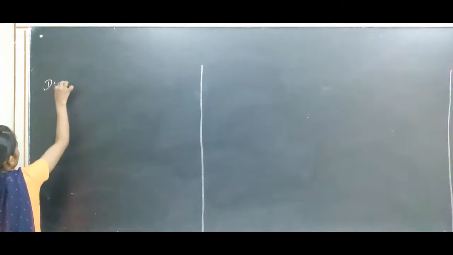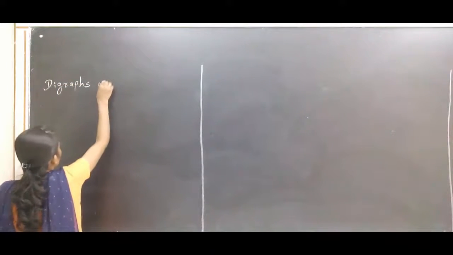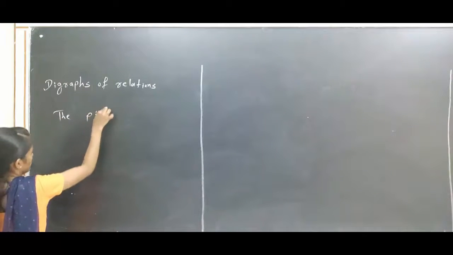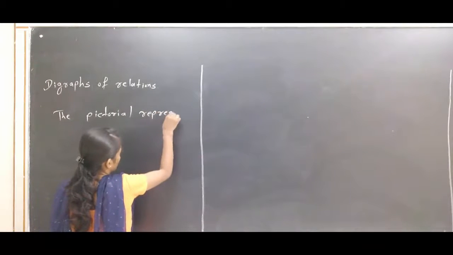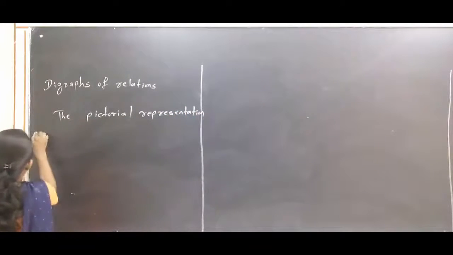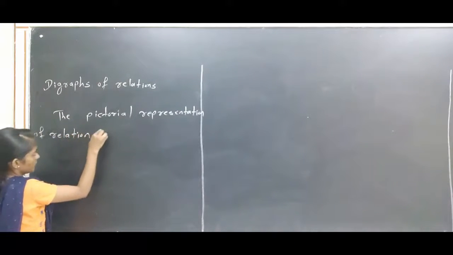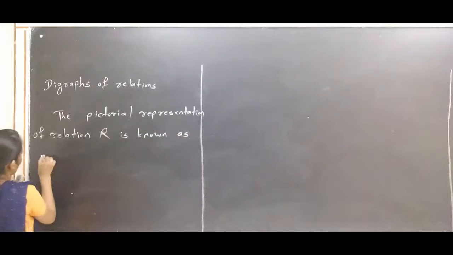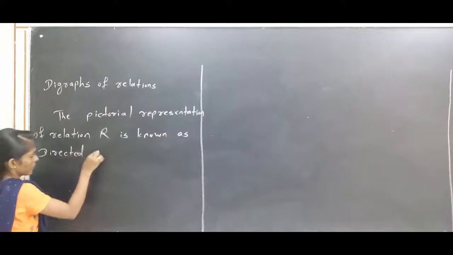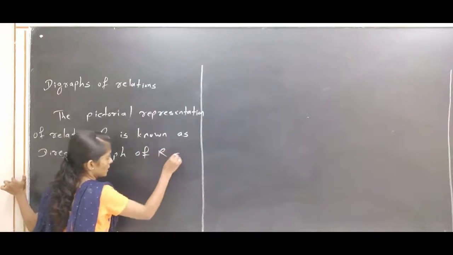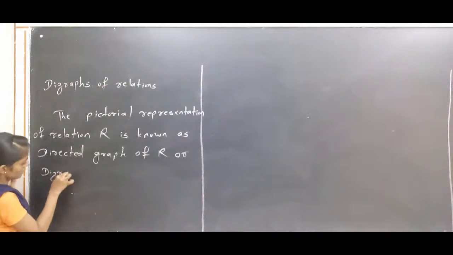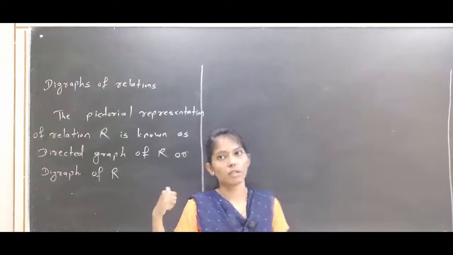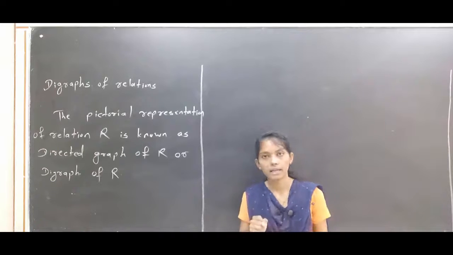Digraphs of relations. The pictorial representation of relation R is known as directed graph of R or digraph of R. Okay, so the pictorial representation of relation is known as directed graph of relation or digraph of relation.